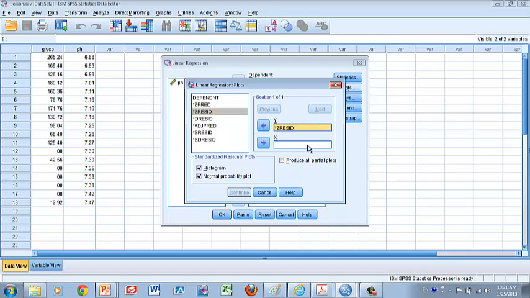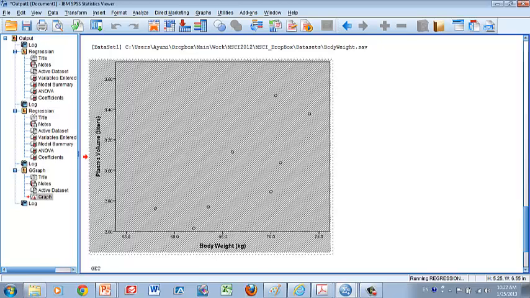Okay, in this box you can put anything ending with predicted value. Okay, it can be this, it can be this. Let's put this one. All right, and then click Continue and OK.